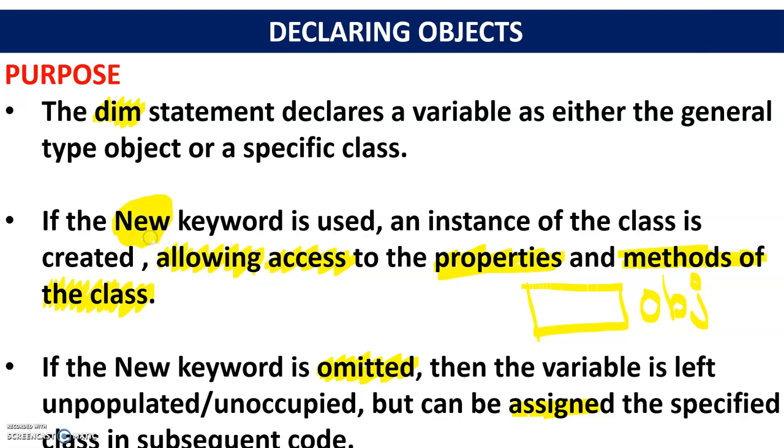Because we have not written New, we cannot use the properties and methods of that class. So right now this object is unoccupied, but it can be assigned the specified class. Whatever we have specified, that we can assign to this object, not exactly the properties and methods of that class, but only the specific class. For the specific class we can use this object. You will see this in the practical. When you do the practical, you will come to know what actually happens with the code when you declare the object with and without New. So this is about how to declare the object.